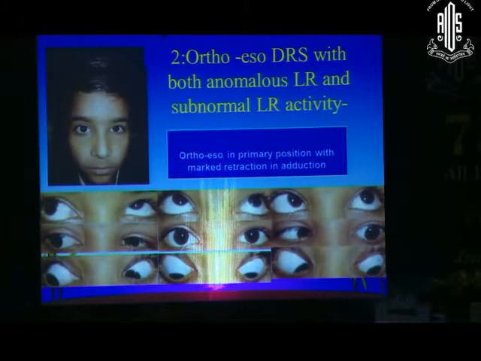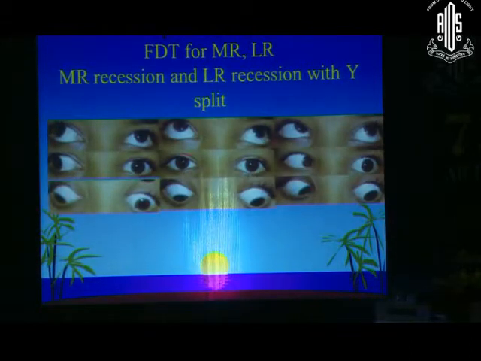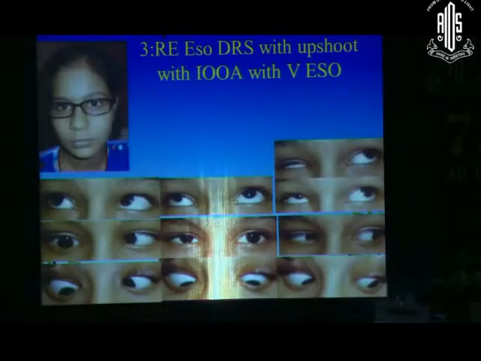Another case in which ortho was there. Now ortho becomes a tricky thing. He has binocular vision in the primary position, but the basic problem is an upshoot and downshoot. Why he has come to us is the retraction, the upshoot and downshoot, but ortho in the primary position. Now such cases are going to be more difficult to tackle, because if you do anything and lose this ortho positioning, it will be counterproductive. So in such cases you have to be working on both MR and LR, and LR recession with bisplit, so that we can correct it with this.